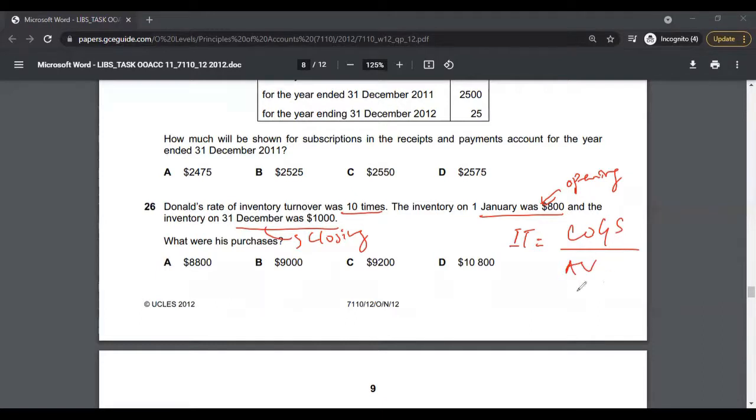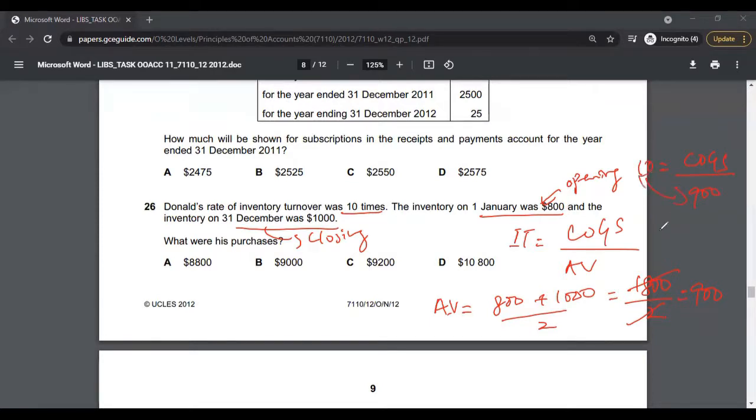You can calculate average inventory. Again, I will ask you to calculate the numbers by yourself for your own practice, and you can follow the rationale here. So average inventory would be 800 plus 1,000 over 2. That's 1,800 over 2. In other words, your average inventory would be 900. You are given inventory turnover. So 10 equals COGS over the average inventory of 900.